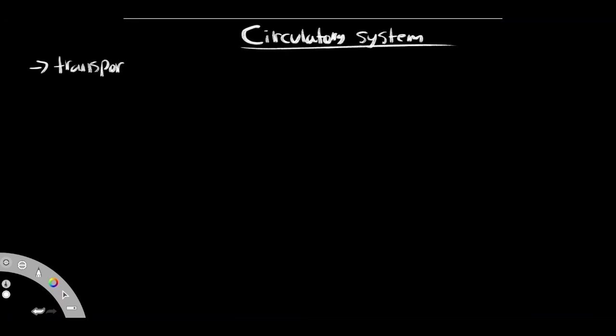The circulatory system. What are its functions? The first one is to transport oxygen, which is just O2, and carbon dioxide, CO2, around the body. Another function is to distribute nutrients.